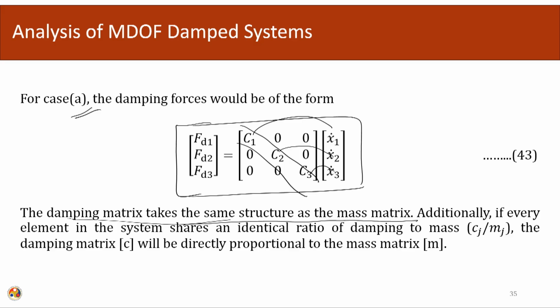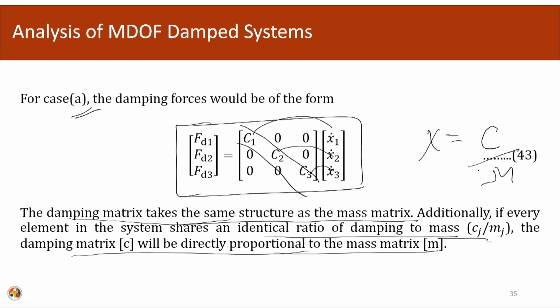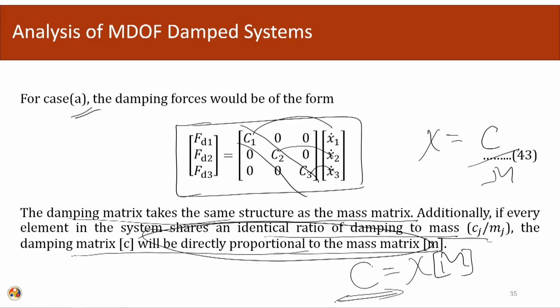Additionally, if every element in the system shares an identical ratio of damping to the mass, the damping matrix C will be directly proportional to the mass matrix. So, it means that if there exists a ratio between the damping and the mass, then the damping matrix C can be represented as a factor of the mass matrix. So, this is called the mass proportional matrix. It means that I am assuming my damping coefficient is proportional to the mass.